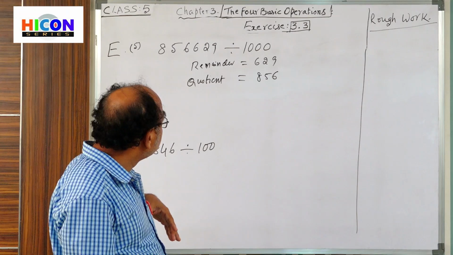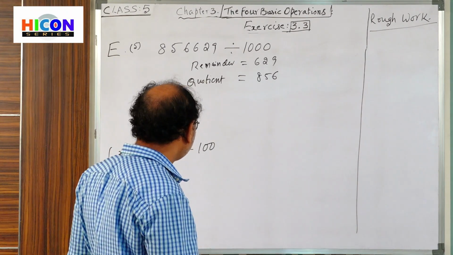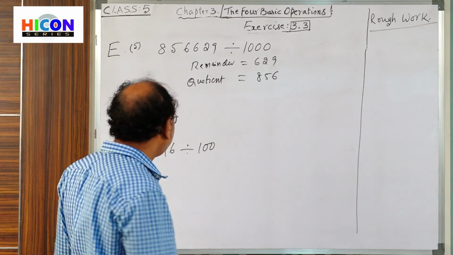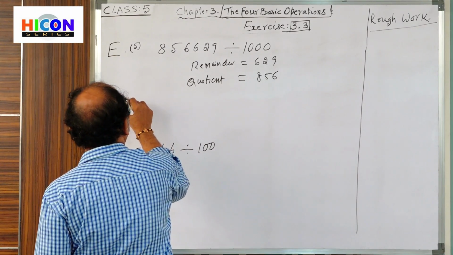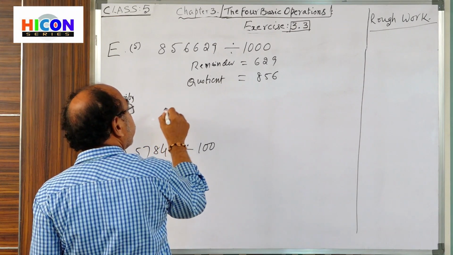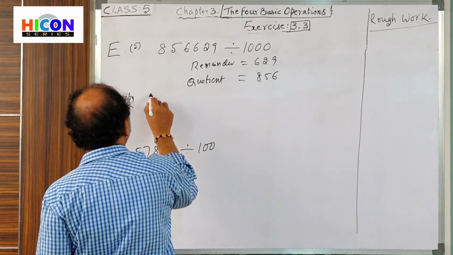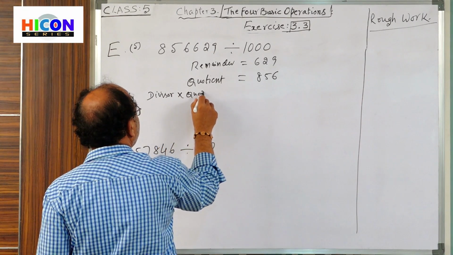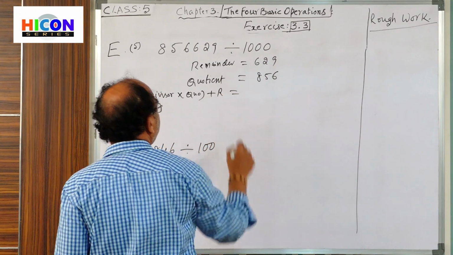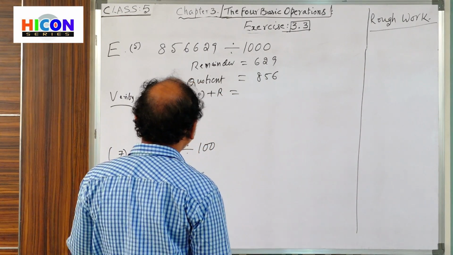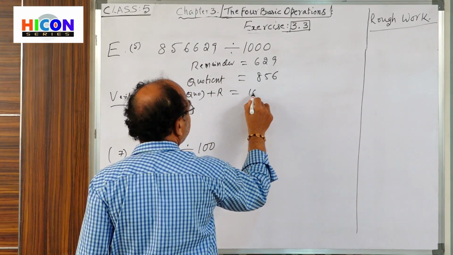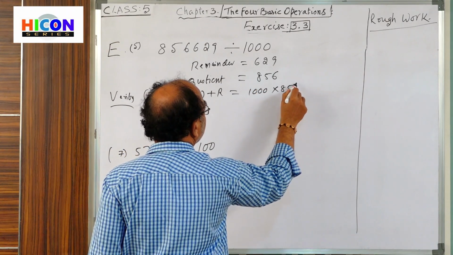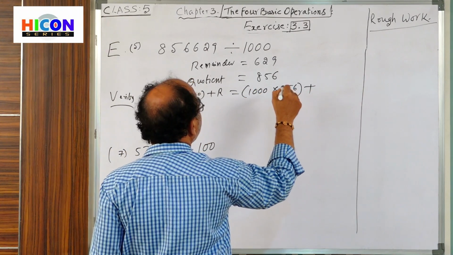Okay. To check your answer, what do we have to do? Dividend is equal to what? Divisor into quotient plus remainder. See, checking, verify. Dividend is equal to divisor into quotient plus remainder. Okay, what is the divisor here? 1000. What is the quotient? 856. What is the remainder? 629.